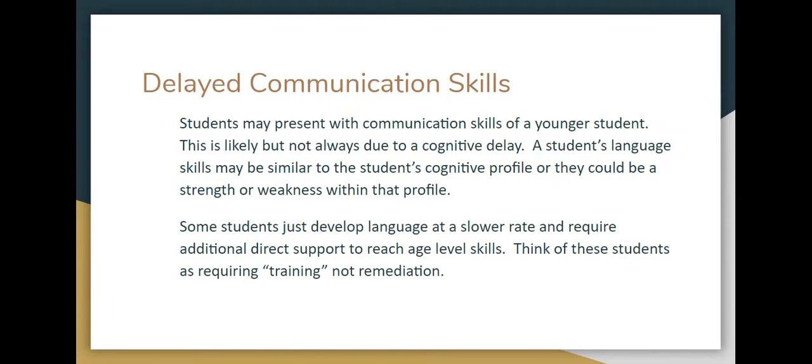Let's define each term. Delayed communication skills indicate that a child is developing their language at a slower rate than their same-aged peers. This may be due to a cognitive deficit, such as an intellectual disability, or another developmental delay. The pattern of communication skills may show strengths and weaknesses, but the skills themselves are developing at a slower rate than children their own age.